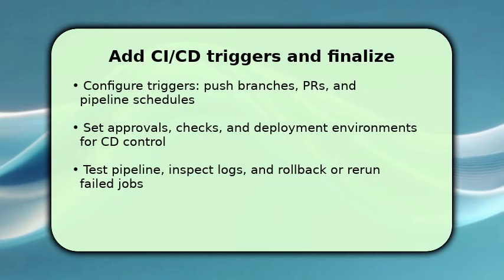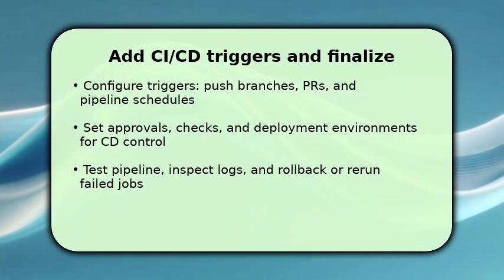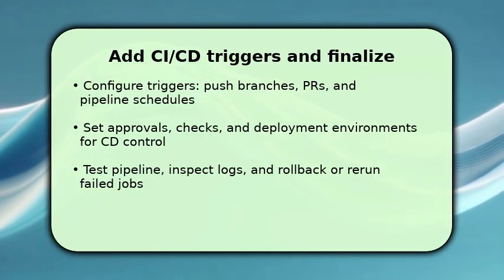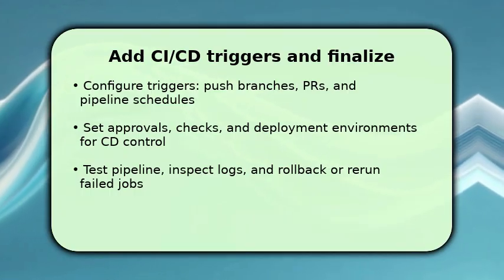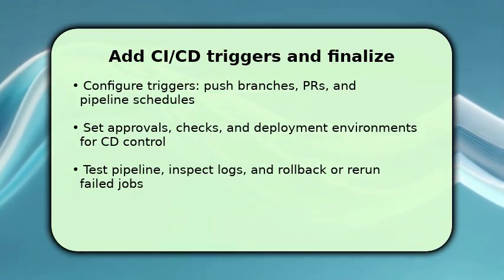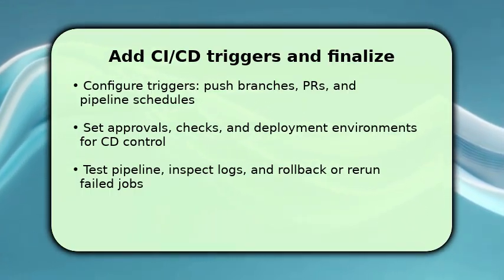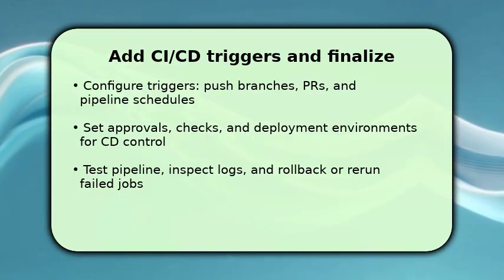You finish by enabling CI and CD triggers, plus environment controls so deployments are safe. Add branch and PR triggers or scheduled runs, then set environment approvals and checks for production gates. Once configured, run a full commit to exercise build, test, and deploy stages.